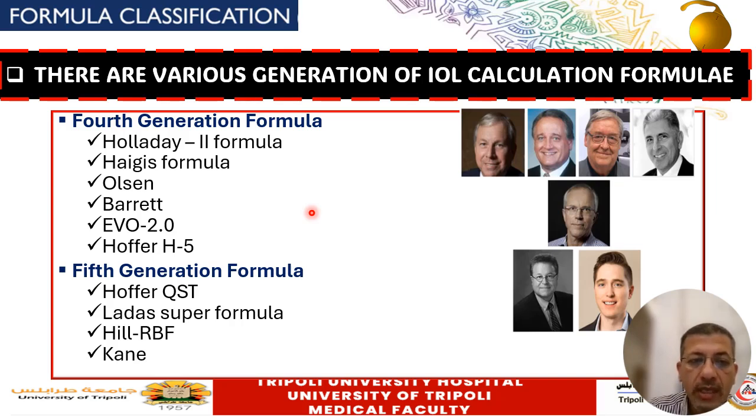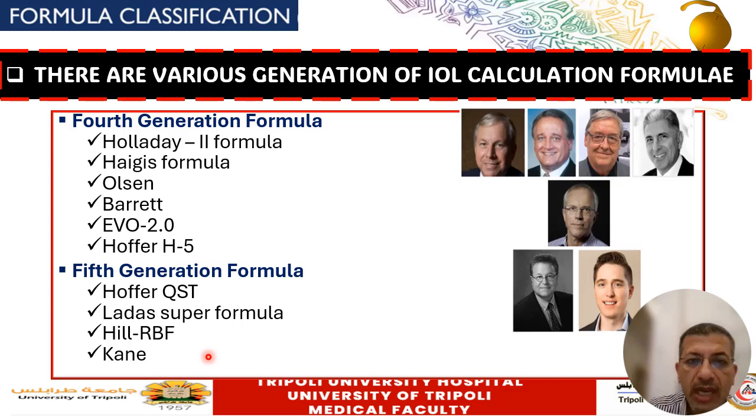And many of them are already installed in the biometry machines like the IOL Master 700. Now the next generation, which is still going on but still under further assessment and evaluation, is the fifth generation, which utilizes artificial intelligence in the prediction of the effective lens position. As you know, the applications of artificial intelligence in the field of ophthalmology have gained large acceptance, especially after the initial promising results. And doctors started thinking, why not use artificial intelligence in the prediction of effective lens position, especially when there is more than one variable affecting the net power of the IOL needed by the patients. So the Hoffer QST formula, the Ladas Super formula, the Hill-RBF and the Kane formula are examples of formulas utilizing artificial intelligence.